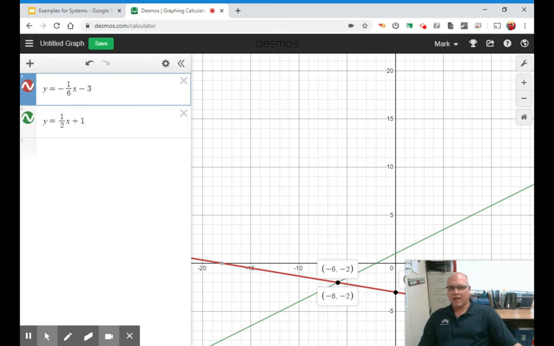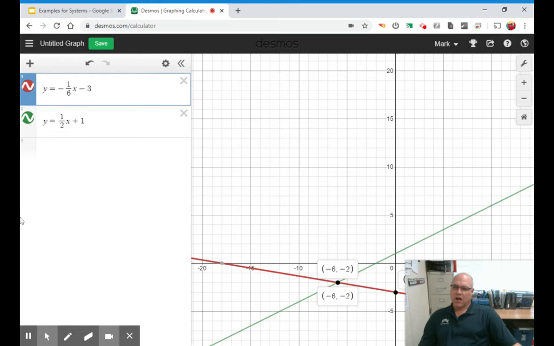If I substitute x is negative 6, I should get y is negative 2. Let's try it. Negative 1/6 times negative 6 is positive 1. 1 minus 3, negative 2. Works. Let's try it here. 1/2 times negative 6, well, that's negative 3. Negative 3 plus 1, negative 2. It works for both equations.